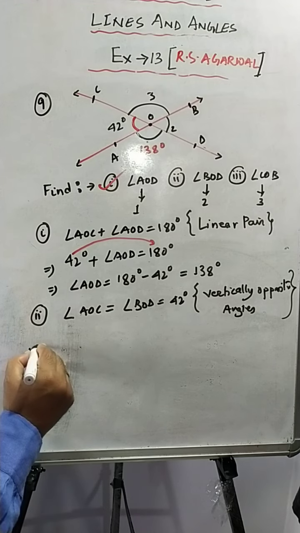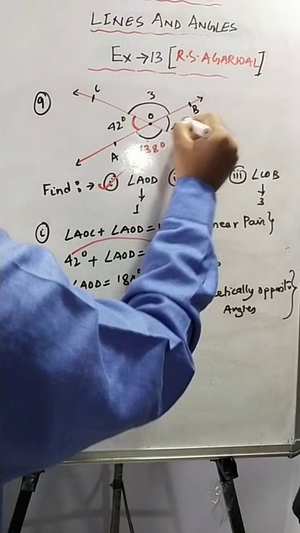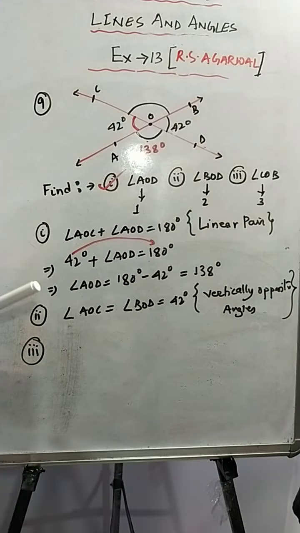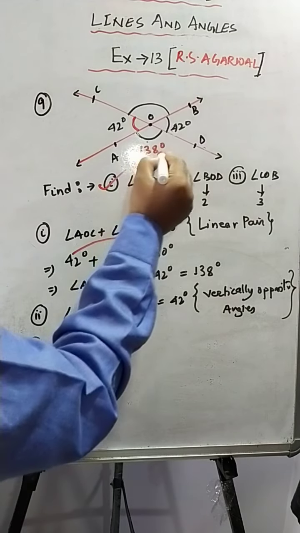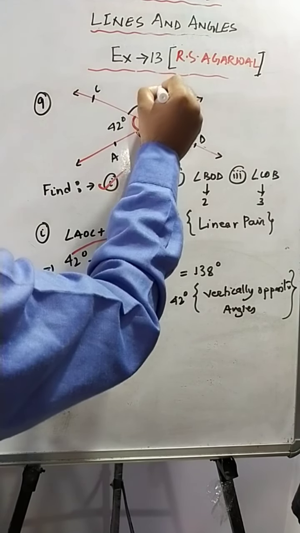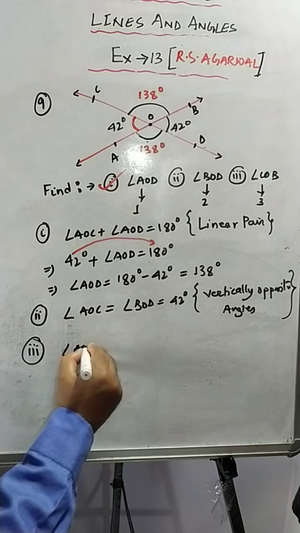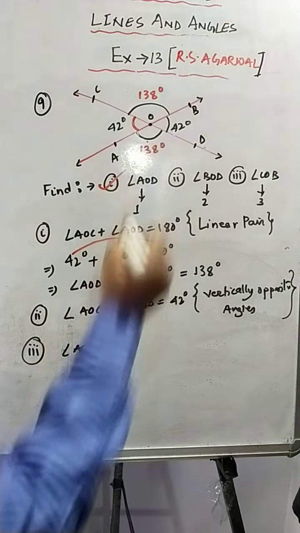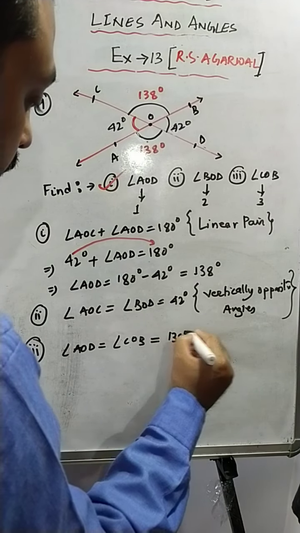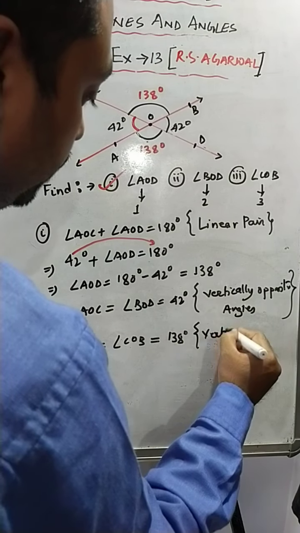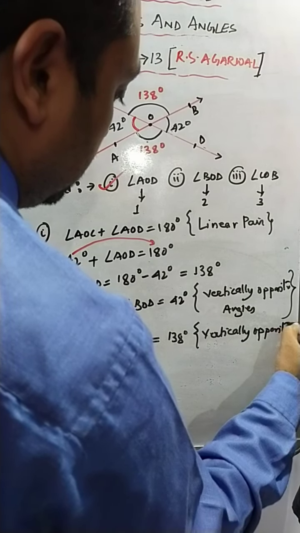Okay, now number 3, what we have to find out? Now this is 42 degree. Okay, now finally we have to find this angle. Now again, these are opposite angles, so opposite angles will be again equal to each other. So if this is 138 degree, this will also be 138 degree. So angle AOD will be equal to angle COB, and that will be equal to what? 138 degree. Same reason you have to give: vertically opposite angles.